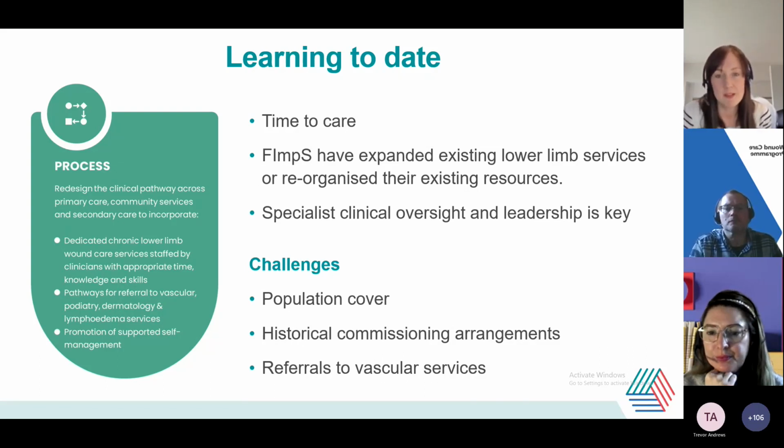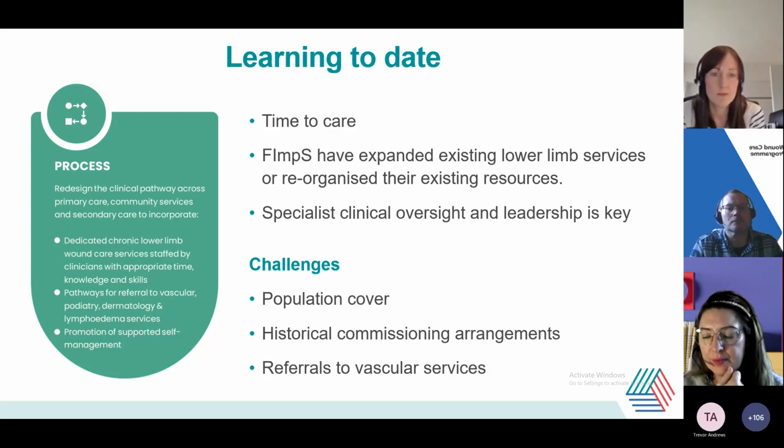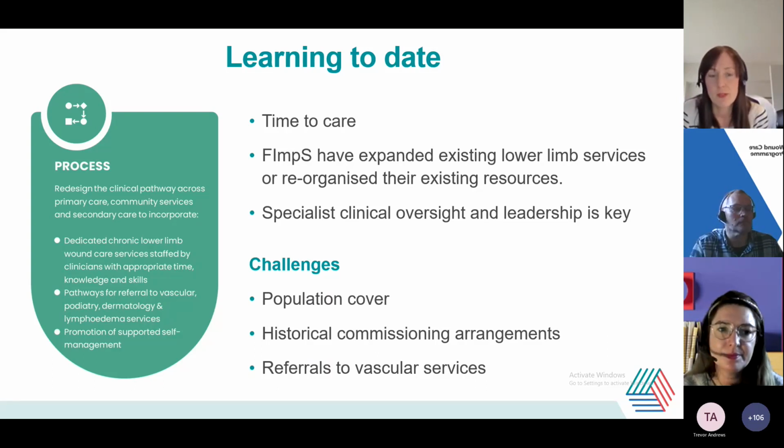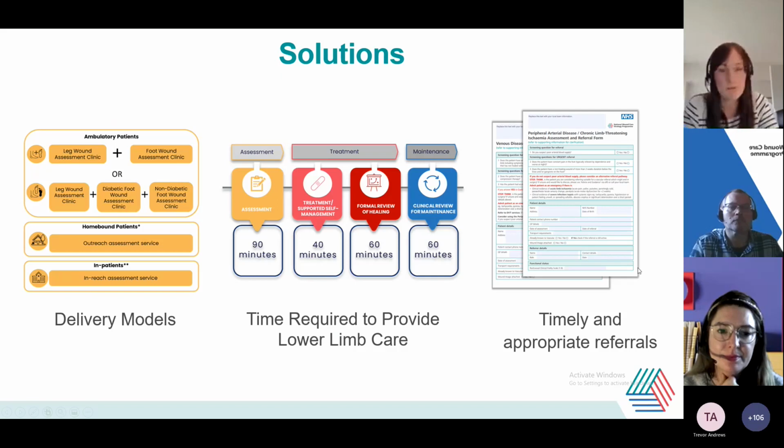We're also aware that there's been some issues in relation to onward referrals to our vascular colleagues, from who to refer to acceptance of those referrals, etc. So ultimately, our vision is for the delivery of care via dedicated lower limb services that span wherever the patient is, so ambulatory, homebound and inpatients. And we've been working with the FIMPs to try and get them to adopt that approach where it's possible. And we are now seeing progress with that.